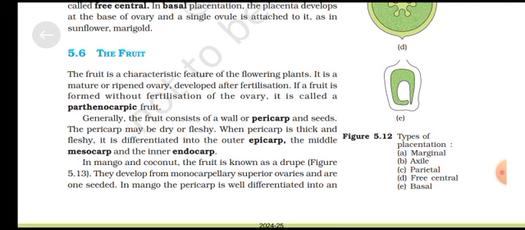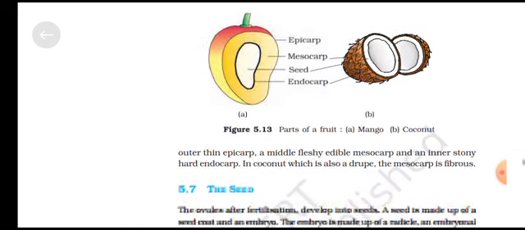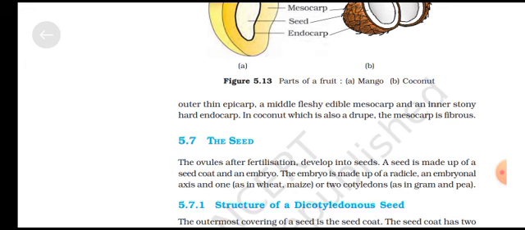They develop from the monocarpellary superior ovary and are one-seeded. In mango, the pericarp is differentiated into an outer thin epicarp, a middle fleshy edible mesocarp, and an inner stony hard endocarp. In coconut, which is also a drupe, the mesocarp is fibrous.